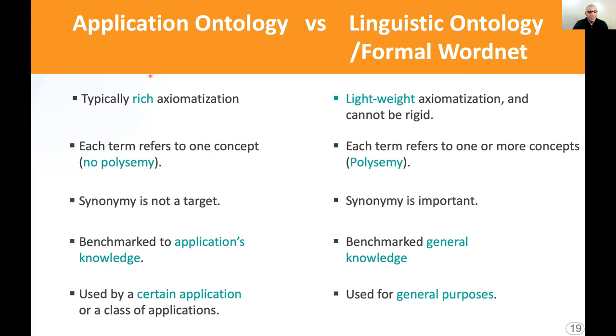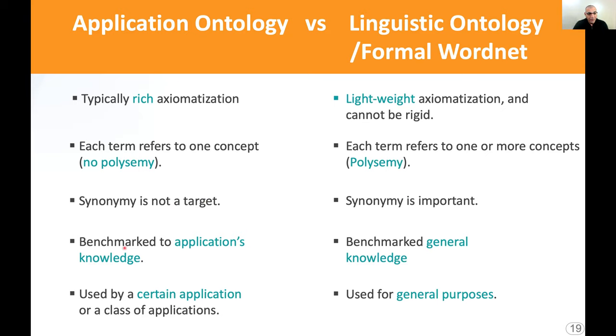So application ontologies are typically rich axiomatizations, while linguistic ontologies should be lightweight. Otherwise, they become too rigid for the language. Also, polysemy is not a problem in application ontologies because people can invent labels for their classes as they like, while this is not possible for linguistic ontologies and WordNets, and polysemy is important to care about. Similarly, synonymy is not a target for application ontologies, while it's important for linguistic ontologies.